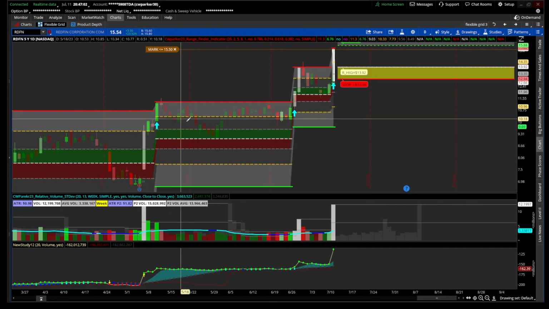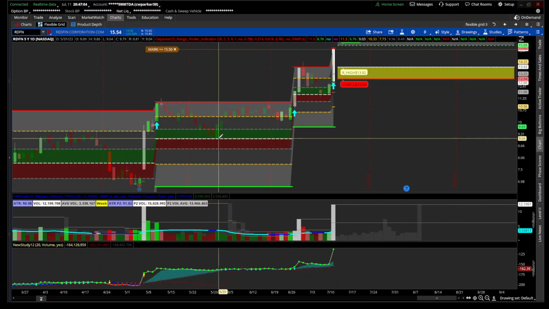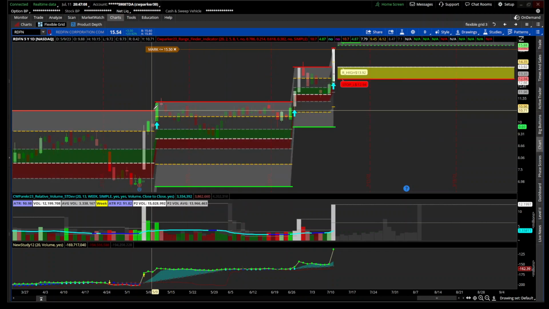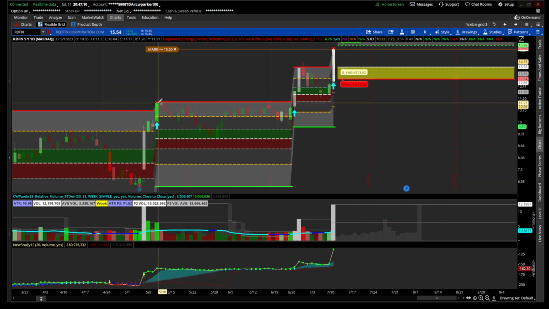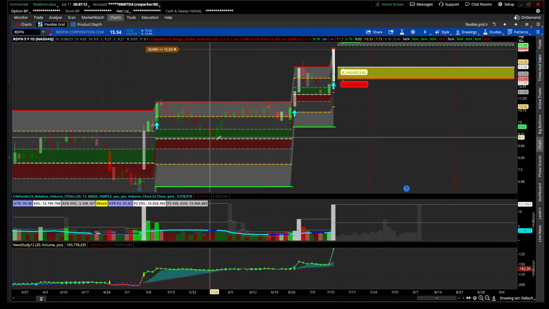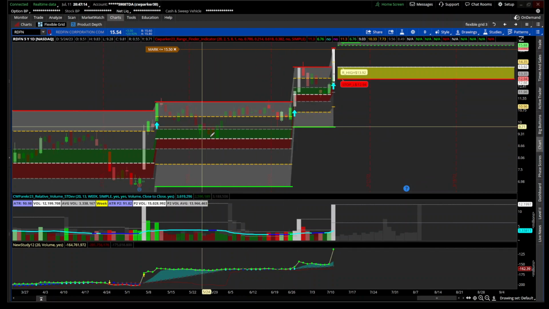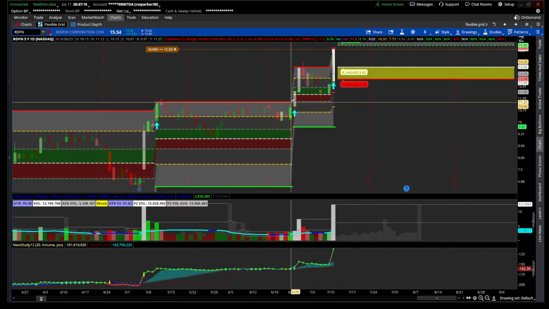And this is very nice. Pullback. And if you're familiar with Darvas, that's what Darvas would look for. He would look for stocks making either 52-week highs or new highs, look for the pullback and then the retest.